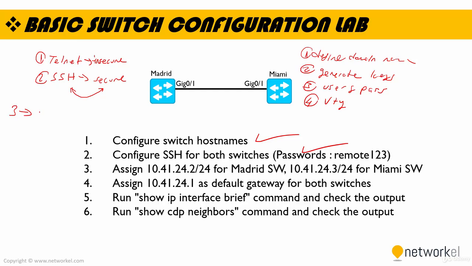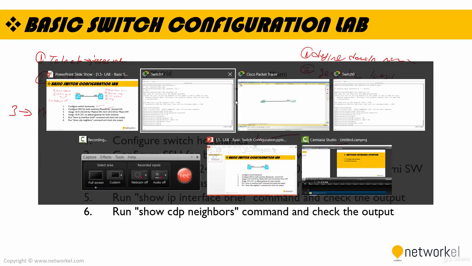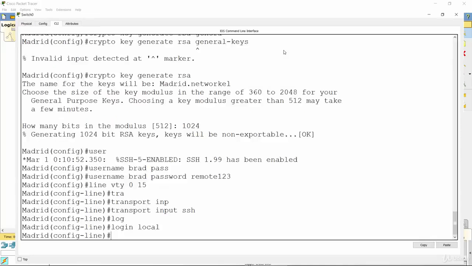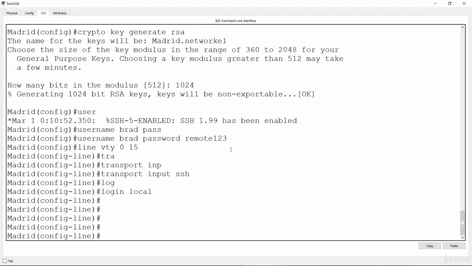Third step is saying us to define a management IP for both switches. Okay, I know these switch IPs right now, and it's time to make this configuration. I'm in the config line mode right now, and to configure an interface, I need to go to the interface mode.